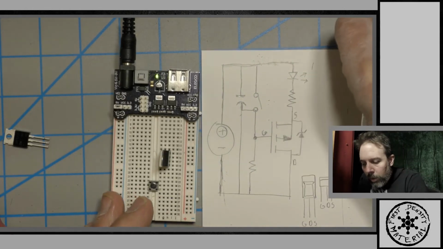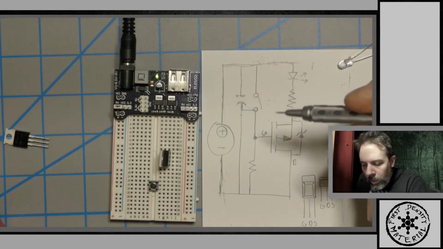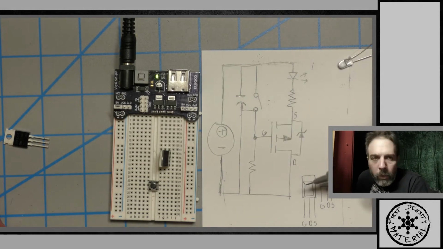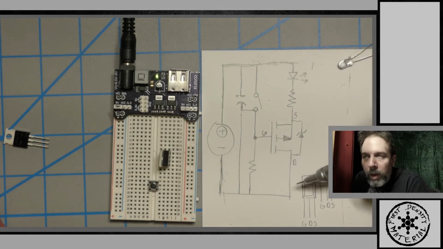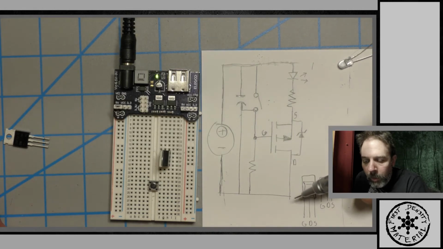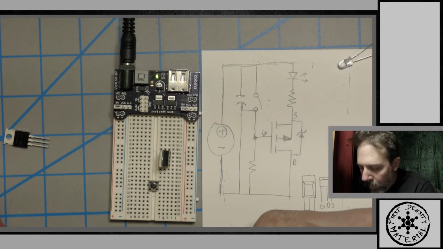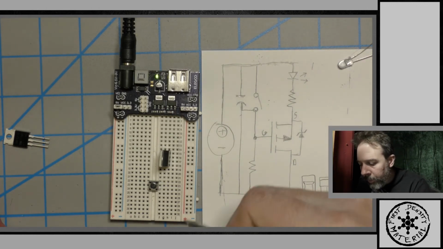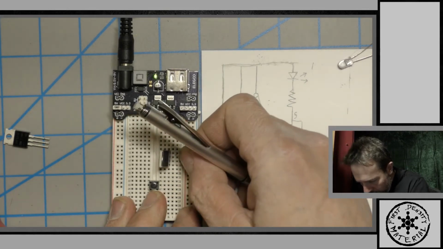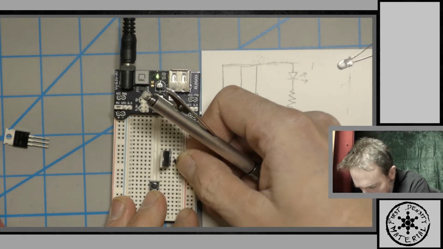Alright, so first off, with a MOSFET, you pick up what is it doing? Is it transmitting the positive or negative? In this case, it's giving the negative to the LED. So we attack the drain first. The drain is the second pin in.